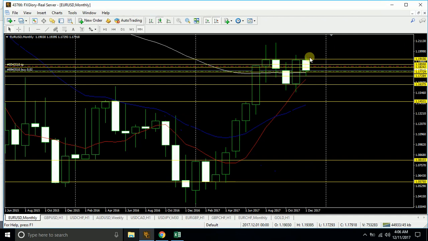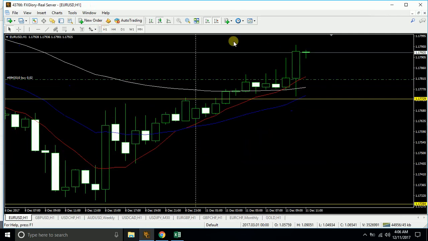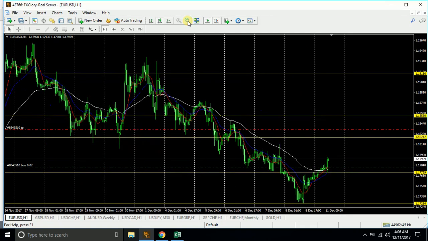Here on the monthly, if we get a close up here above the 1.1800 level or higher, I definitely see further move to the upside. Now this is the Euro USD. As I said, I see a continued bullish run here on the Euro USD.